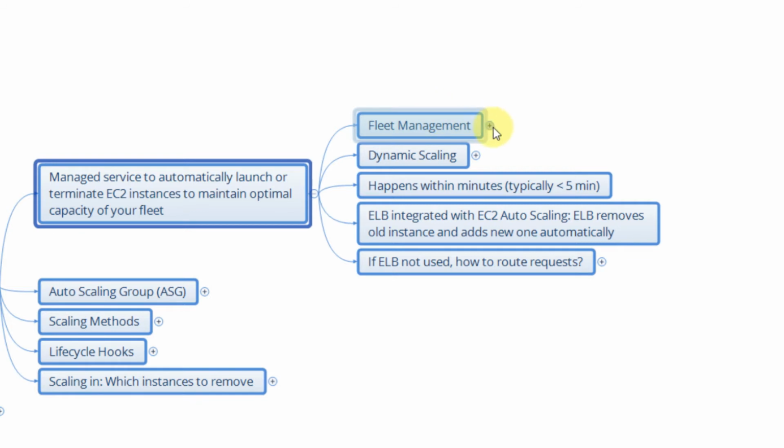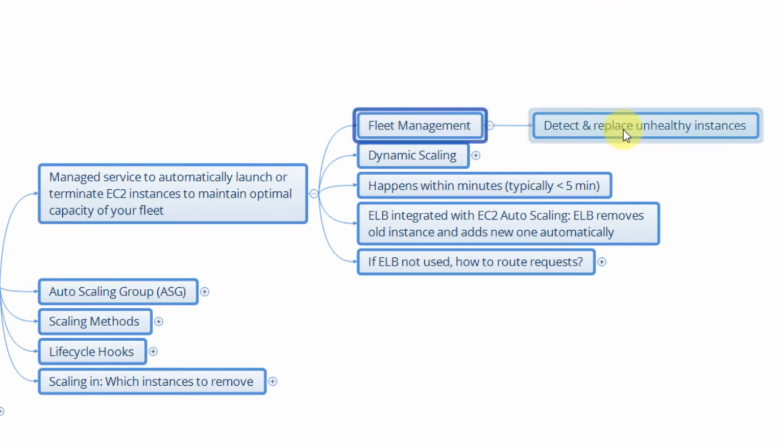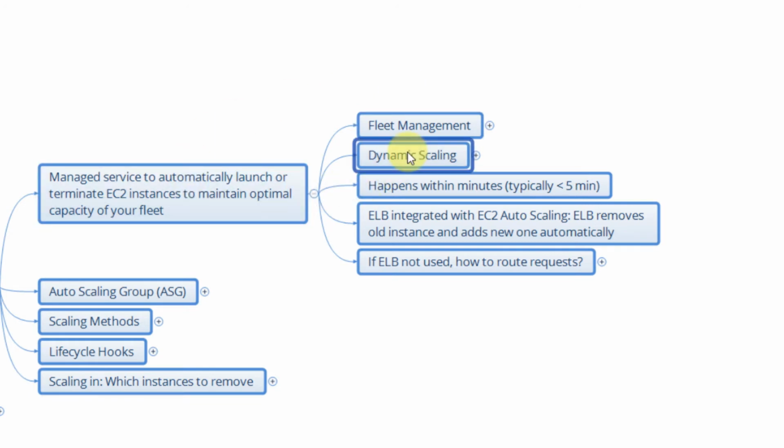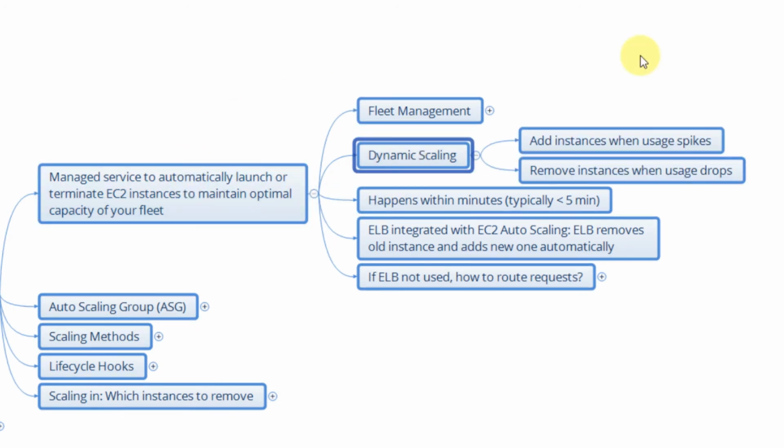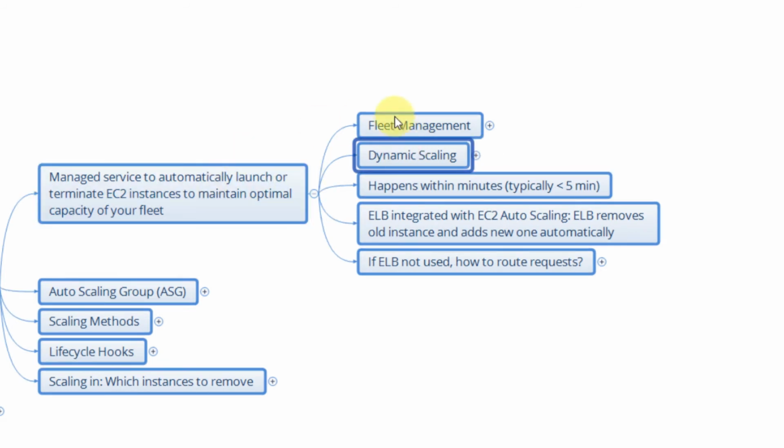What this term means is that you detect and replace unhealthy instances, so you maintain a certain size of your EC2 instance group. Or you use auto scaling for dynamic scaling, which means you add instances when your usage grows, or you remove instances when the usage drops. And you can use auto scaling for a combination of both as well. Note that addition or removal of instances happens within minutes.